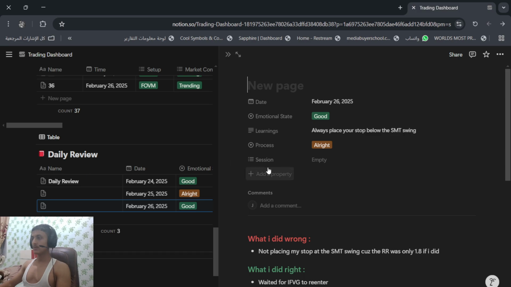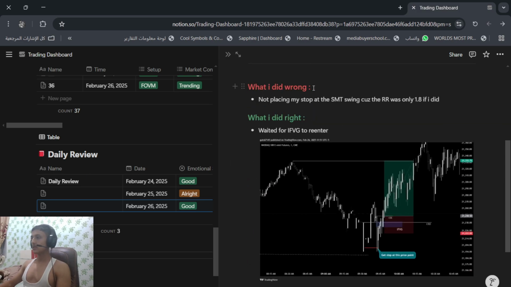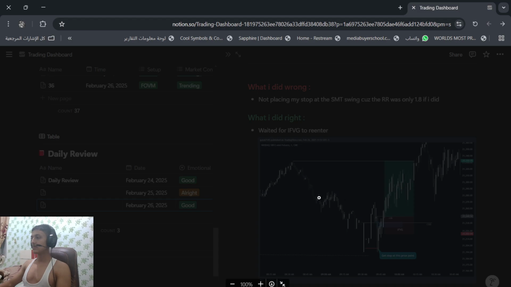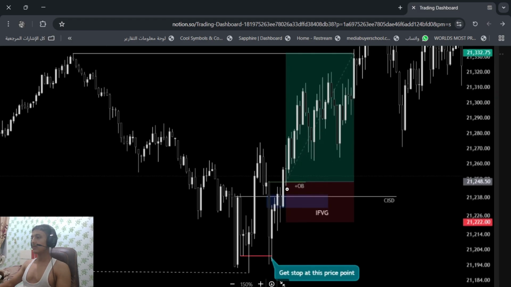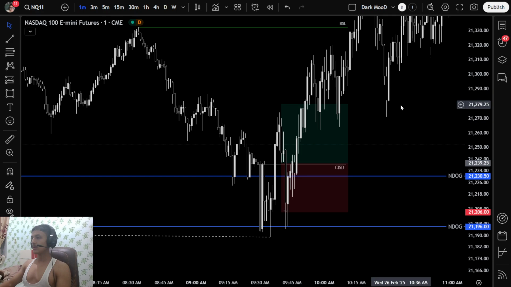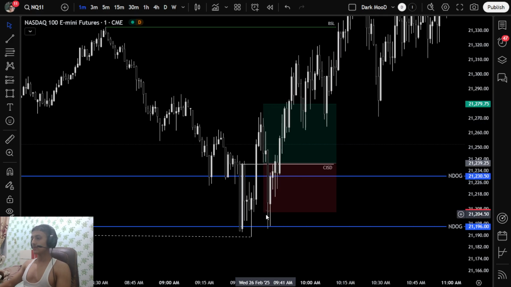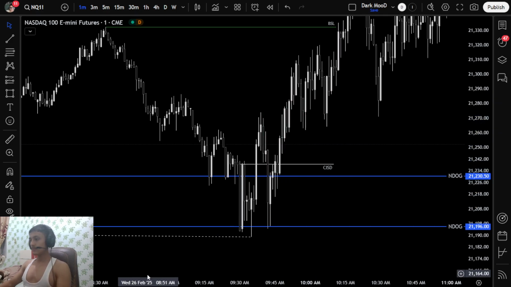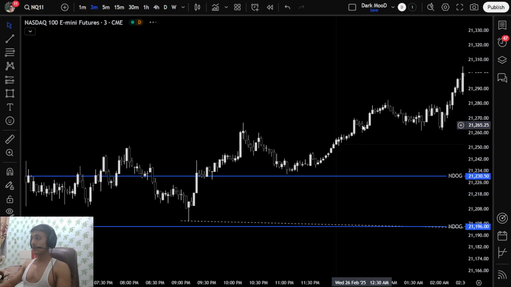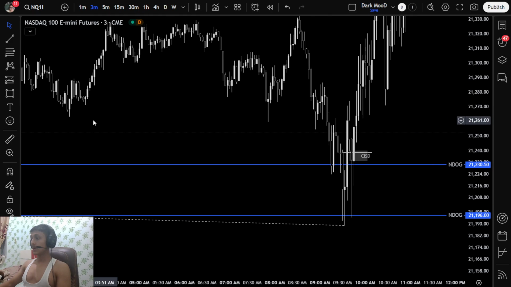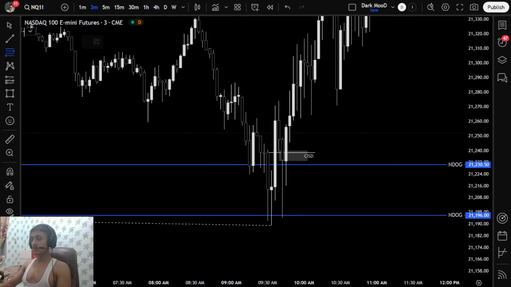So this is daily review. What I did wrong, with my stop loss. What I did right is waited for another IFVG to re-enter. Right here, I'm showing you the chart. So after this stop, we have this value gap right here. And I went to the 3 minutes in real time. It's on my live stream.